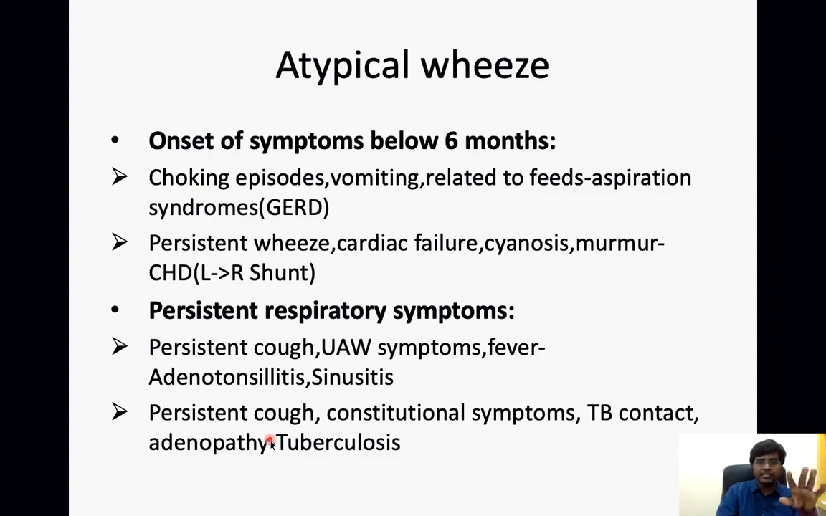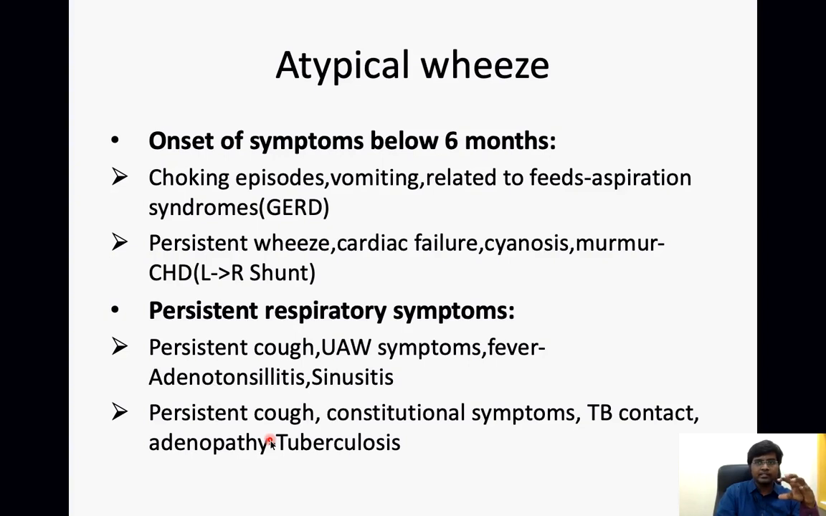You should not be missing them, but you should always suspect in the second line. So what are these causes? For example, a child who is having recurrent vomiting or recurrent aspiration, then you think of gastroesophageal reflux disease. And also the child might be having a congenital heart disease. So the child might be having a left to right shunt.